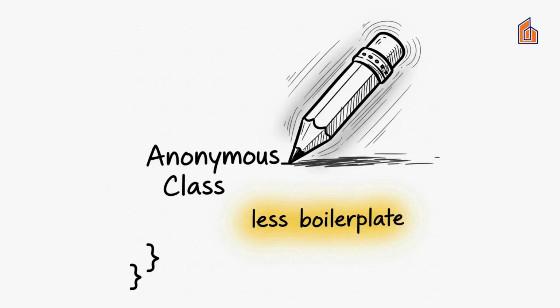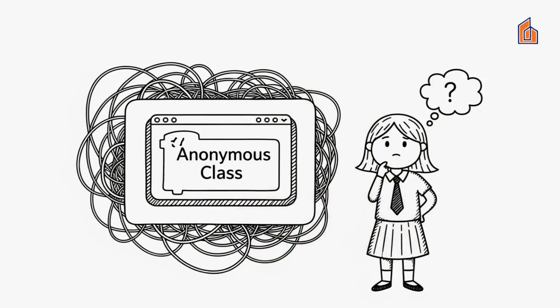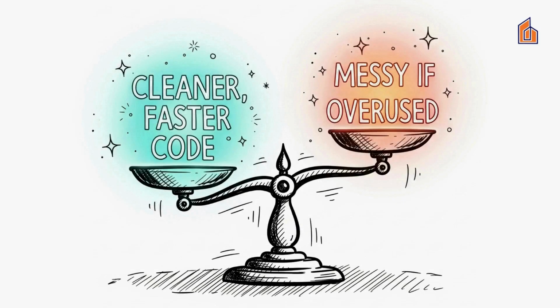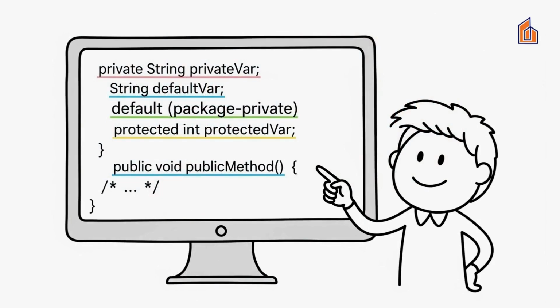However, the downside is that inner and anonymous classes can make code harder to read if overused. Anonymous classes, in particular, can become messy when the logic is too long, since everything is written in line. So, the key takeaway is use them wisely. They are great for cleaner and faster code, but not for very large or complex logic. Now, let's move to the code one by one.